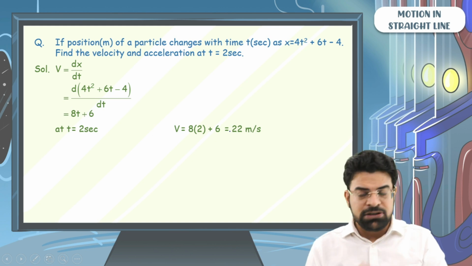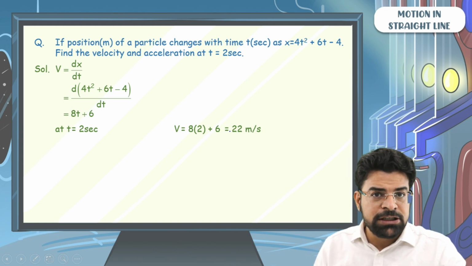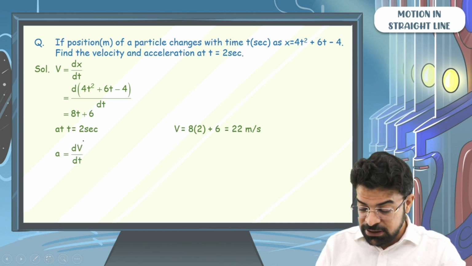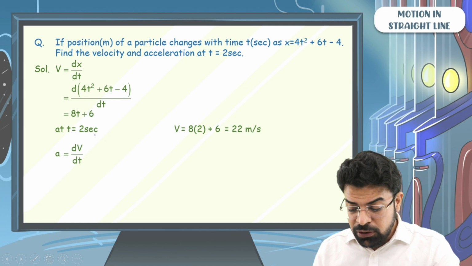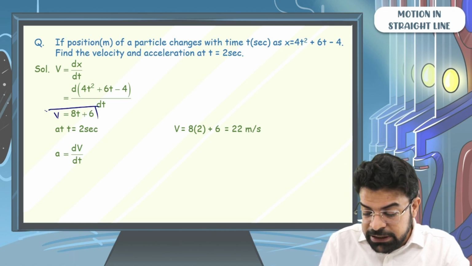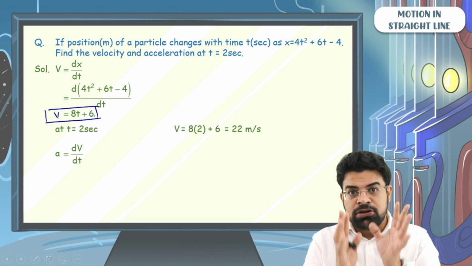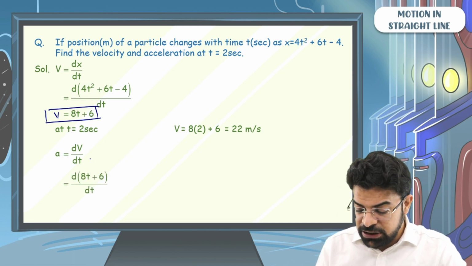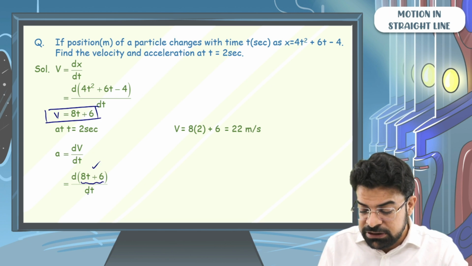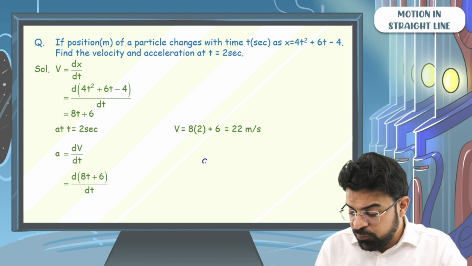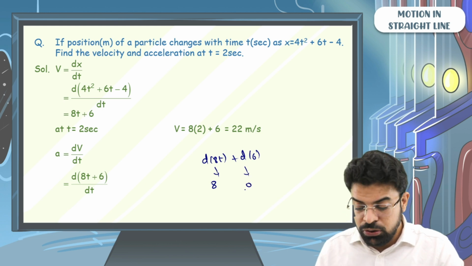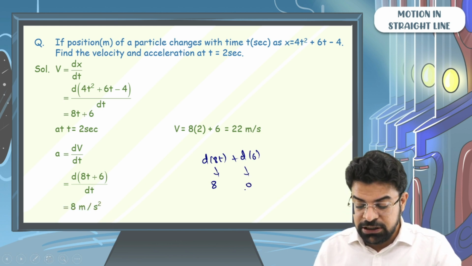Now you need to find acceleration. From the basic definition of acceleration, we know that acceleration is the rate of change of velocity with respect to time. So acceleration equals dv by dt. And we know that velocity at any time t is given by 8t plus 6. So we can write acceleration as the rate of change of 8t plus 6 with respect to time. Now differentiation of 8t gives you 8, plus differentiation of 6 gives you 0. So what you get in the end is acceleration is nothing but 8.